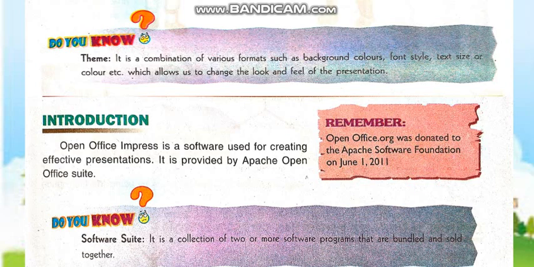Now, what do you mean by theme? Theme is a combination of various formats such as background color, font style, text size, or different colors, which allows us to change the look and feel of the presentation. So, my dear students, we are going to make an attractive presentation with the help of Open Office Impress with the help of different beautiful themes.